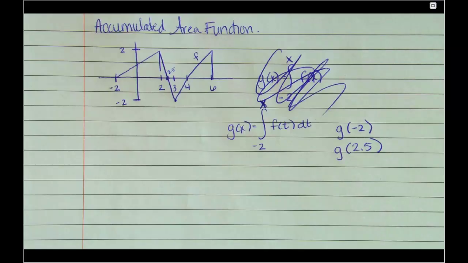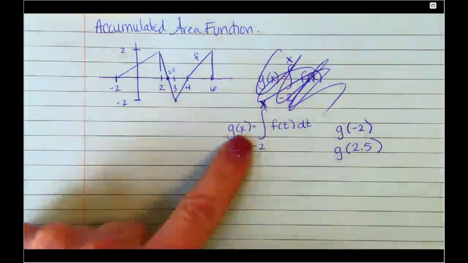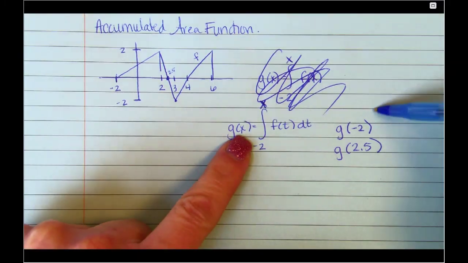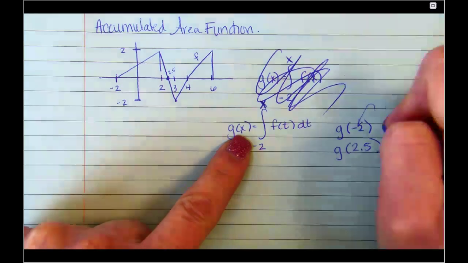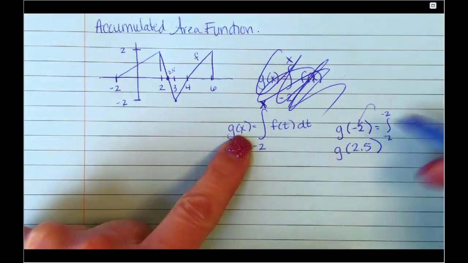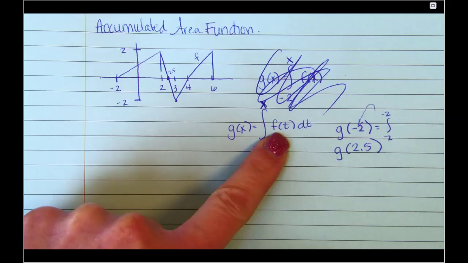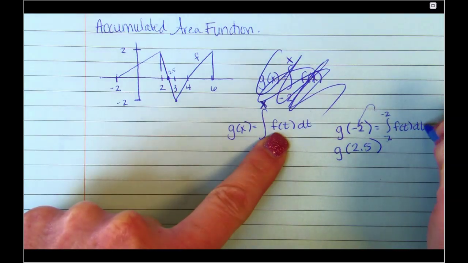All with the x on the top. Okay, now here's what I want you to see. This works as function notation. So g of x, if I'm giving you my x, or I'm giving you what x is, then as soon as you do g of -2, you're doing the integral from -2 to -2 of f of t dt.